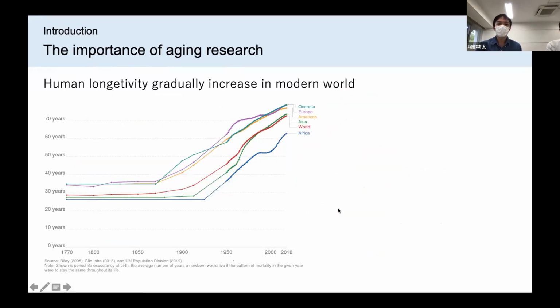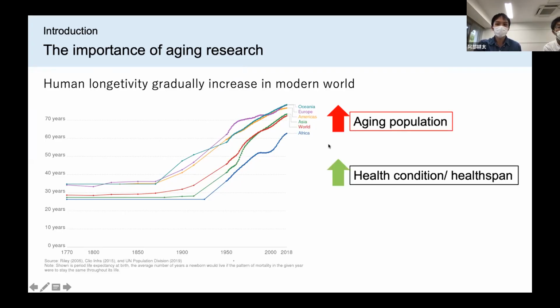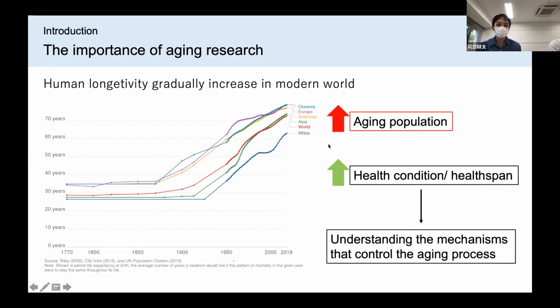As shown in this graph, in the modern world the human longevity, or the maximum lifespan of humans, is gradually increasing. While this is really good for us, because it means we get to live longer, on the other hand it also means that the aging population has increased significantly as well. To balance this increase in the aging population, there is a need to improve the health condition, or the health span, of the aging population. Therefore, understanding the mechanism that controls the aging process is very important.